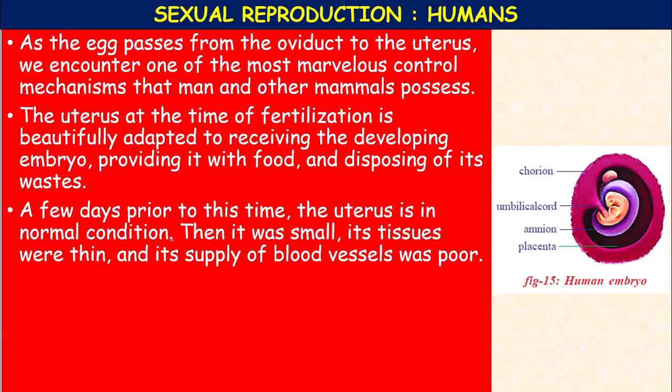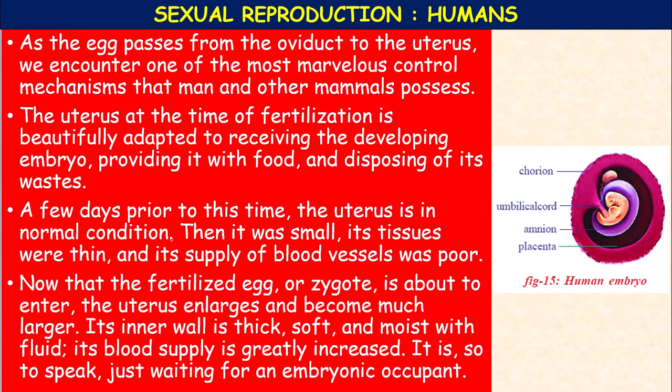Then it was small. Its tissues were thin, and its supply of blood vessels was poor. Now that the fertilized egg or zygote is about to enter, the uterus enlarges and becomes much larger. Its wall is thick, soft, and moist with fluid. Its blood supply is greatly increased. It is, so to speak, just waiting for the occupant, the fertilized embryo.